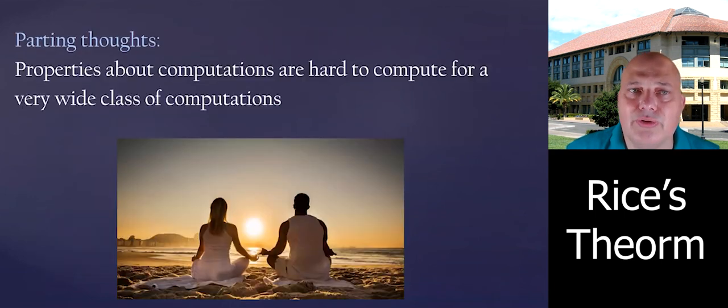So let's conclude that we have a tool now to prove, for a very general family of properties about computations, that they are not decidable or not recognizable. Either way, they are hard. There is no algorithm that would solve them.